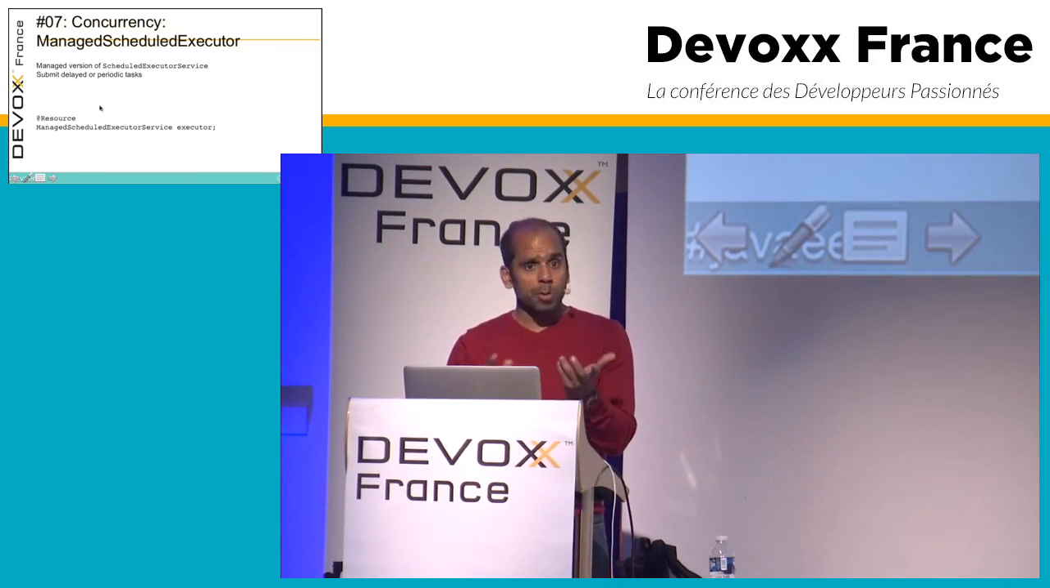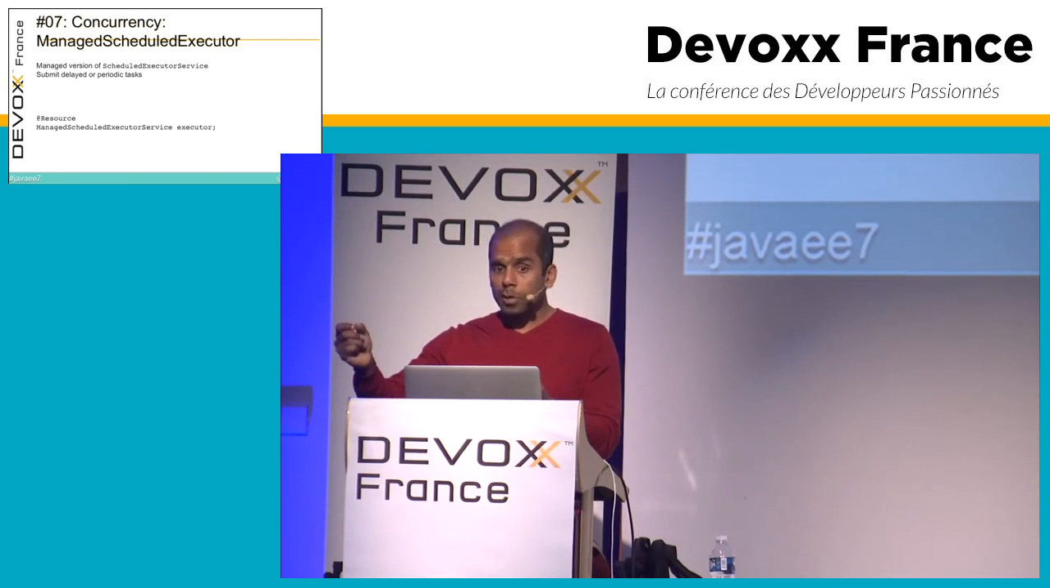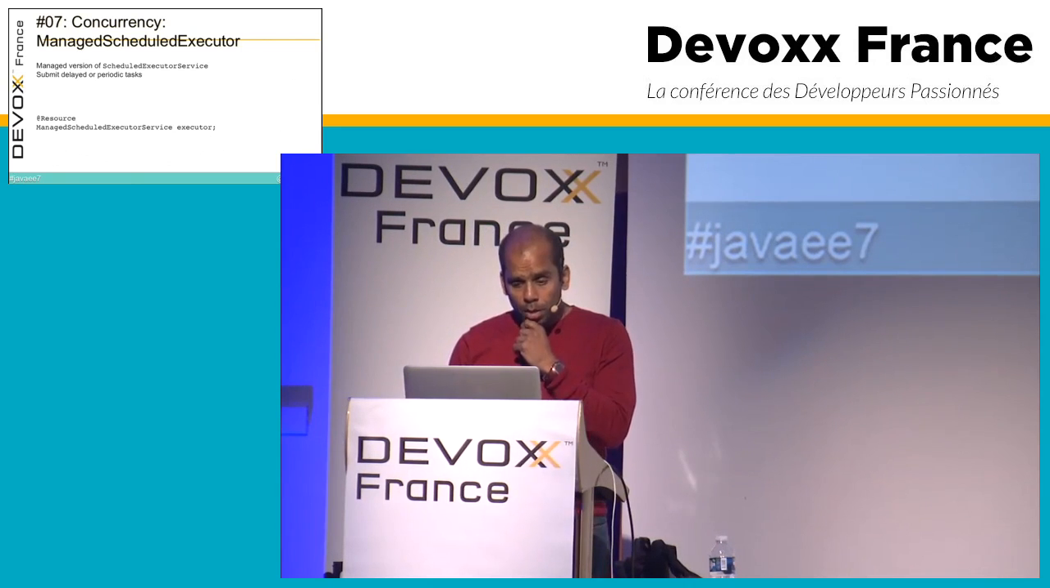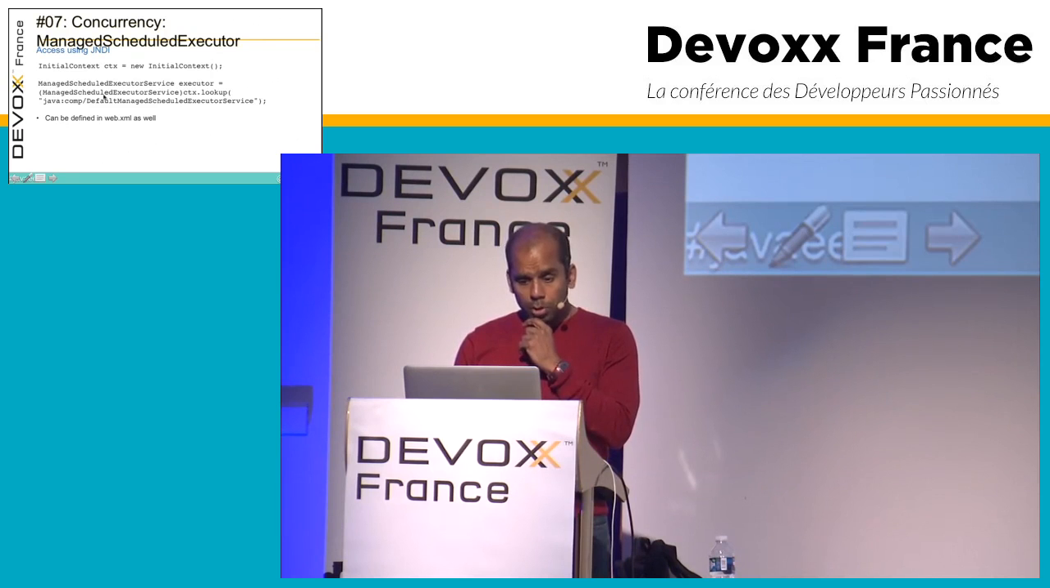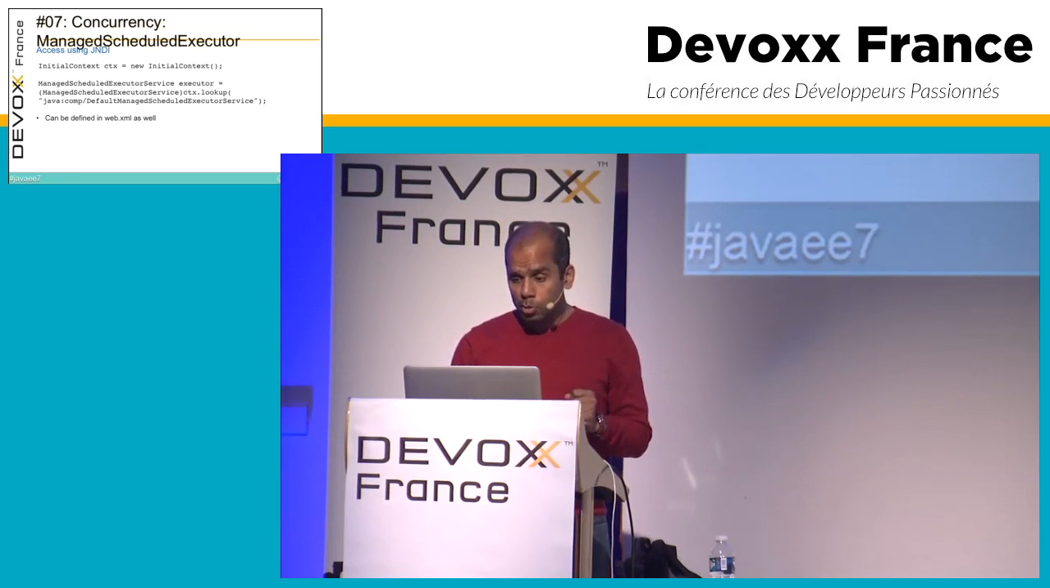The main difference over here is you can submit your delayed or periodic tasks. Like submit this task after a first 2 seconds delay, and then every 3 seconds after that. Just like your managed executor, you can inject it using @Resource over here, or you can do the JNDI lookup, or you can also specify it in the web deployment descriptor as well. So all three ways are available for managed scheduled executor.